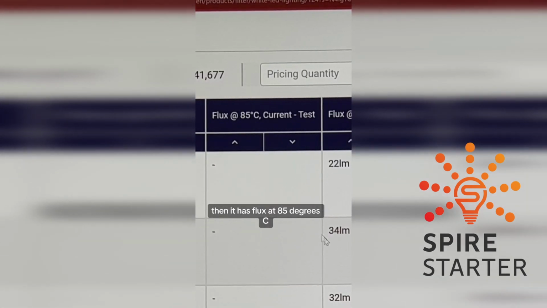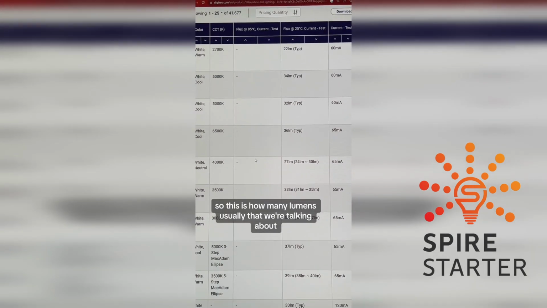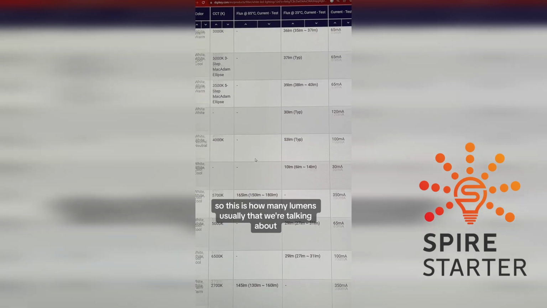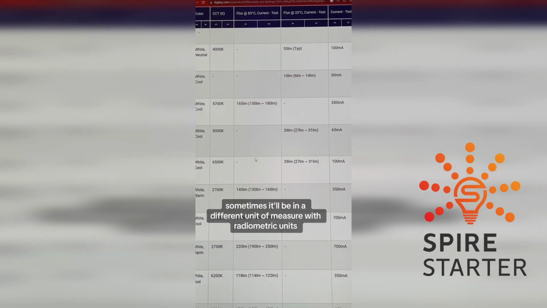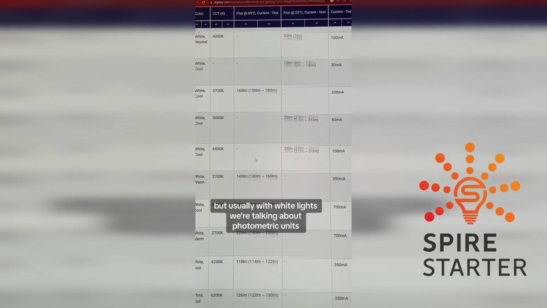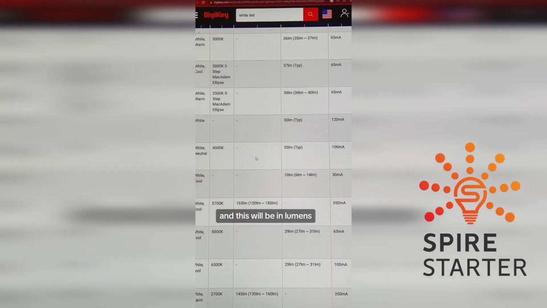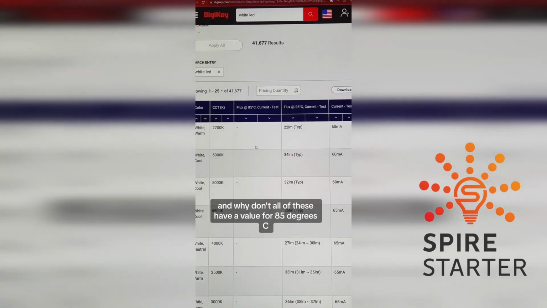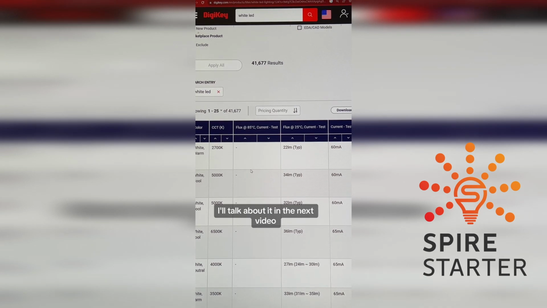Then it has flux at 85 degrees C. So this is how many lumens usually that we're talking about. Sometimes it'll be in a different unit of measure with radiometric units, but usually with white lights we're talking about photometric units, and this will be in lumens. Now, why don't all of these have a value for 85 degrees C? I'll talk about it in the next video.